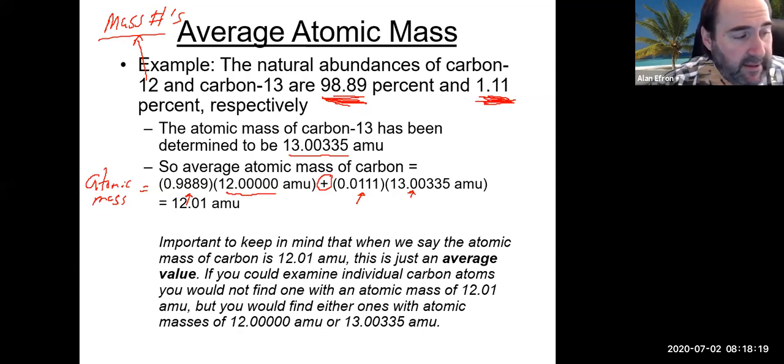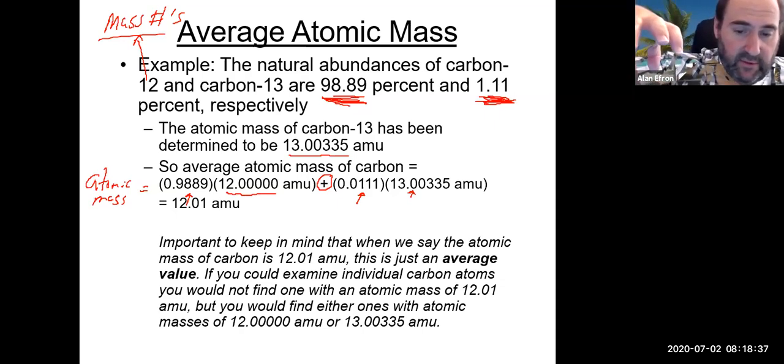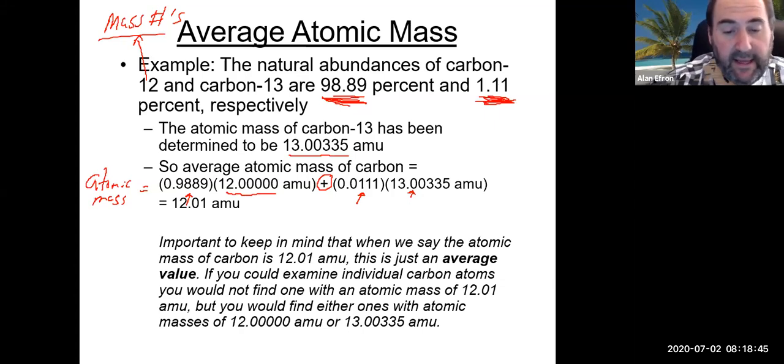Also important to remember that technically speaking, if you could reach down and sort of grab some different carbon atoms, you would never find one that really has a mass of 12.01. You would either find one that's a carbon 12 isotope, which would have the mass of 12, or you would find one that's a carbon 13 isotope that has a mass of 13.00335 amu. Again, these are just average values that we sort of use for the atomic mass. Any questions on that? And we'll see this calculation a little bit later on in this chapter as well, I think.